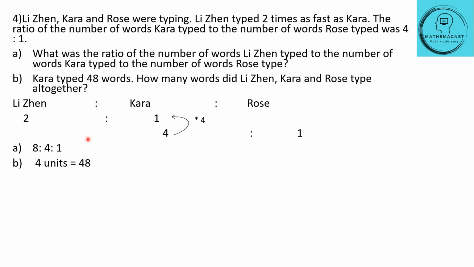Now we know Kara typed 48 words and we also know Kara typed 4 units of words. So 4 units is equal to 48. 1 unit will be 48 divided by 4, equal to 12.